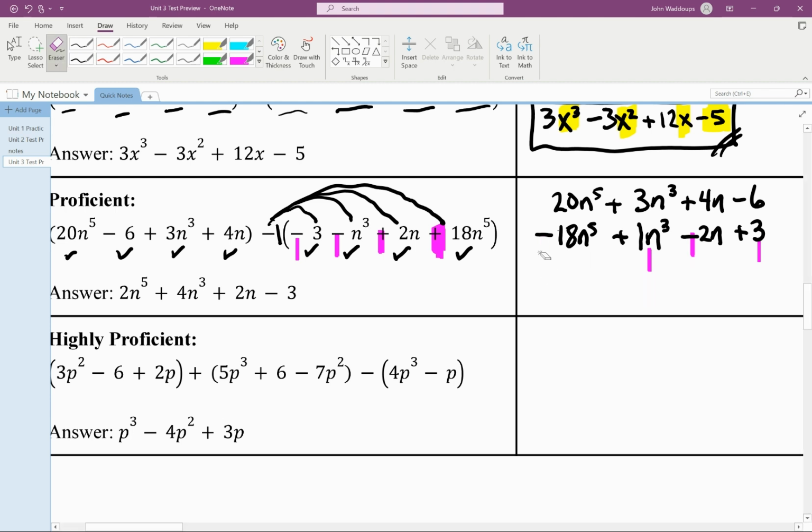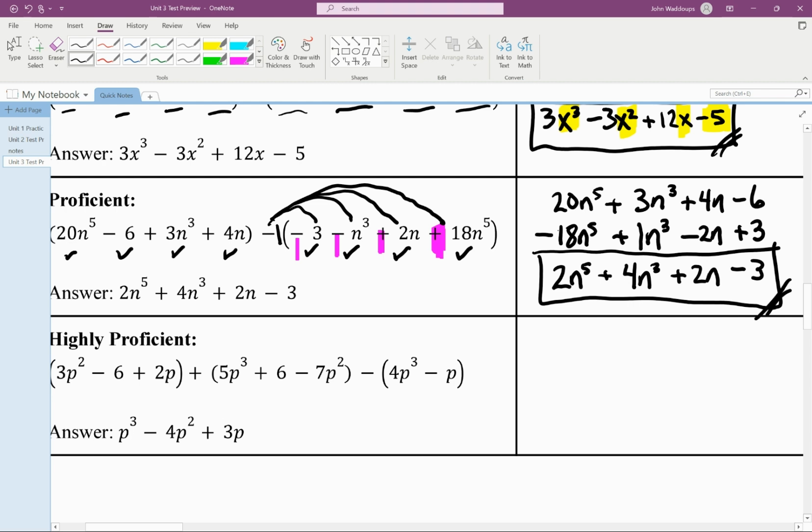Then I can go through and combine them. So 20n to the fifth minus 18n to the fifth is 2n to the fifth, plus, these are both positive, so that's 4n cubed. Positive, and then I have 4n minus 2n, so that's plus 2n. And then I've got a minus 6 and plus 3, and that's then minus 3. And there you go.